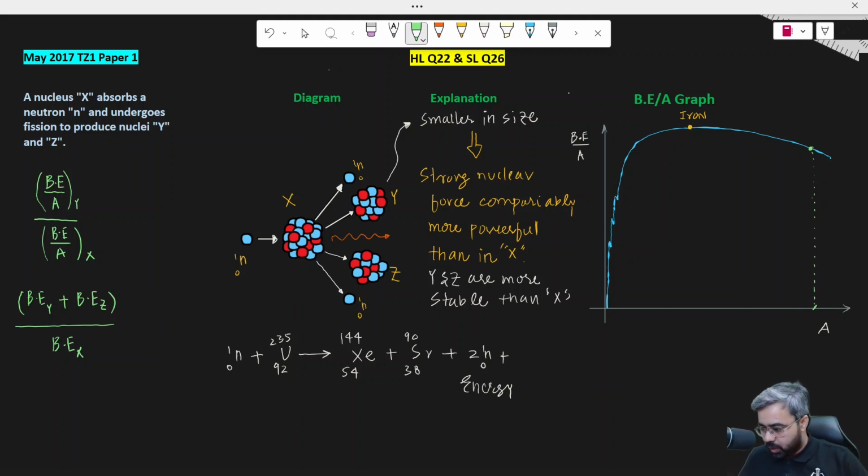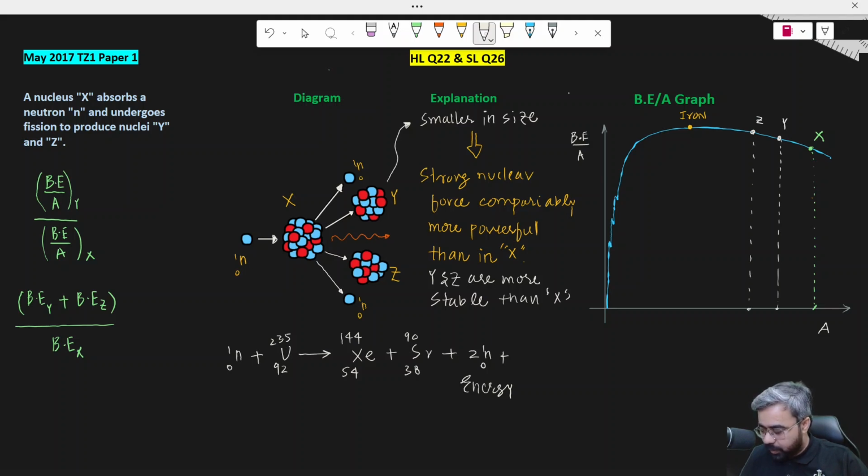It is producing. So if this is X, then Y and Z must have a lower nucleon number. So, dear students, you can assume, for example, this is Y and this is Z. They should be close to each other. So obviously they will have a lower nucleon number, right?